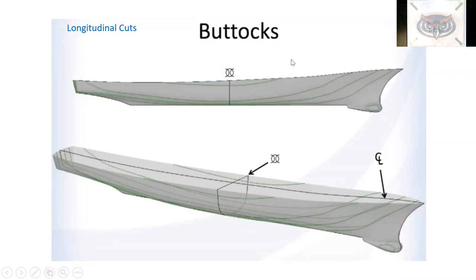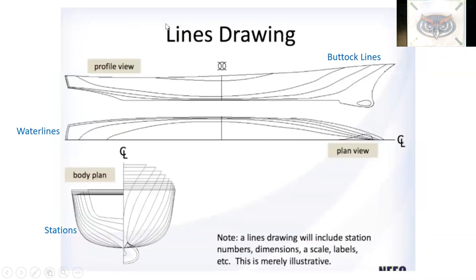Look at that. This is right at the very lateral edge of the ship, and you cut out a very small chunk. So that's what this contour shows. As you move towards the center, your chunks become thicker and thicker. So this also gives you an idea of the three-dimensional structure of the ship. These are called lines drawings: profile view, buttocks, top view, water lines, body plan, stations. If you have these three 2D drawings, you have the full 3D information of the ship.